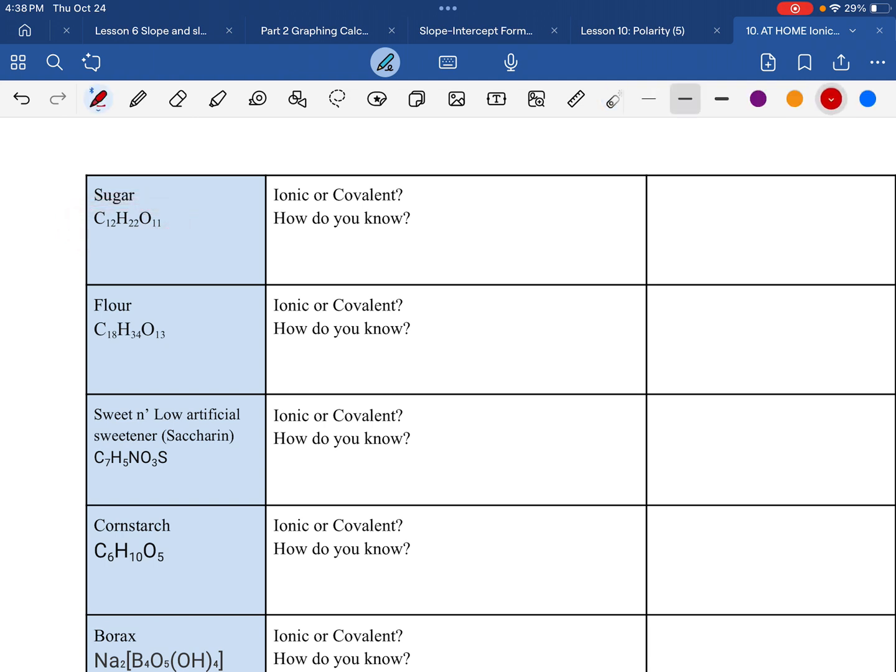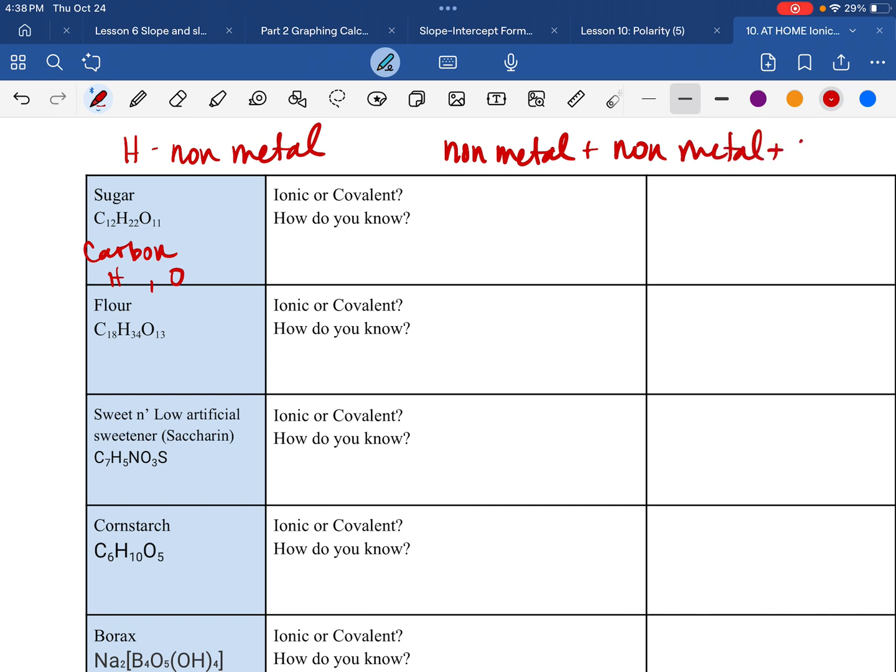Now, remember that hydrogen is a nonmetal. So let's look at sugar together. It has carbon, it has hydrogen, and it has oxygen. And those are all nonmetals. From the very beginning of this lab, we reviewed that when you have nonmetals bonded to each other, a nonmetal plus a nonmetal, in this case a nonmetal plus a nonmetal plus a nonmetal, that is covalent. And we know because all the atoms are nonmetals.